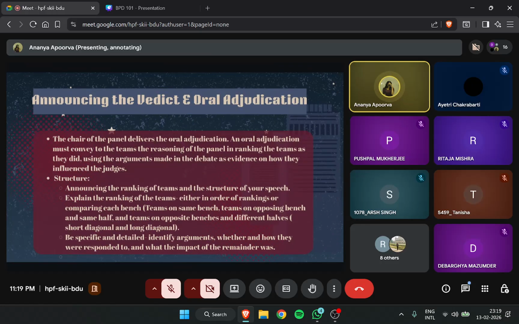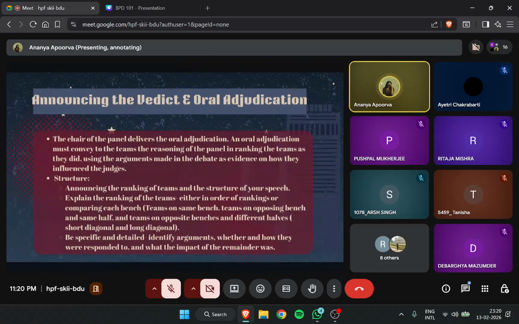Now, firstly, you start with announcing the result. You announce the ranking of the teams and the structure of the speech. What does this look like? You simply go ahead and tell them whoever ranks first, second, third, and fourth. That is something that you need to do in the beginning of your speech, because teams do not need to hunt down in your debate who ranks first and who ranks second. It is your primary job to go ahead and tell them firstly that you have ranked first and you have ranked last. Other than that, you need to introduce your structure of the speech.